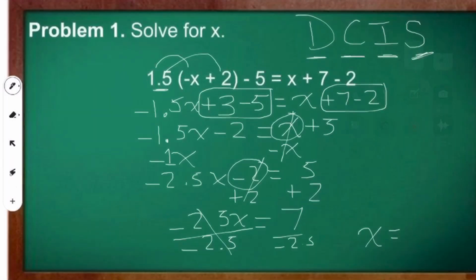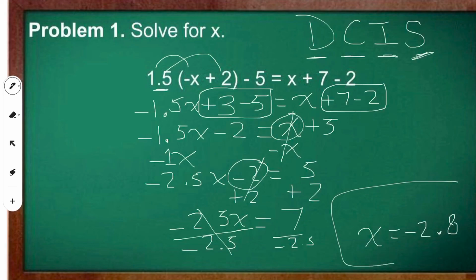I'll use my calculator. I'll use the one on my phone. 7 divided by negative 2.5, and I am left with negative 2.8. So x is equal to negative 2.8.